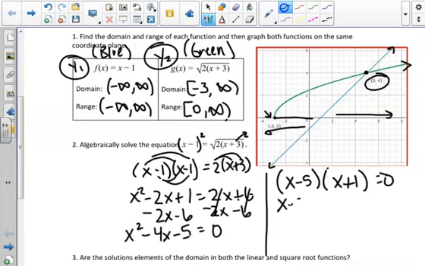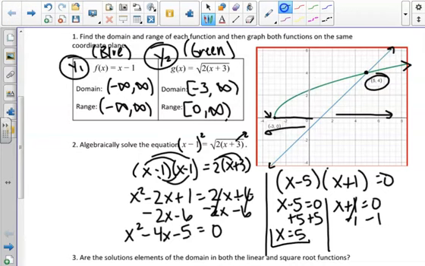Recall that we set our factors equal to 0 and we solve. So our solutions here should be x equals 5 and x equals negative 1. Now remember, once you find x, especially if there is a radical involved, which in this case there is, we do need to plug our x values into the original functions, both functions, to see if they check.